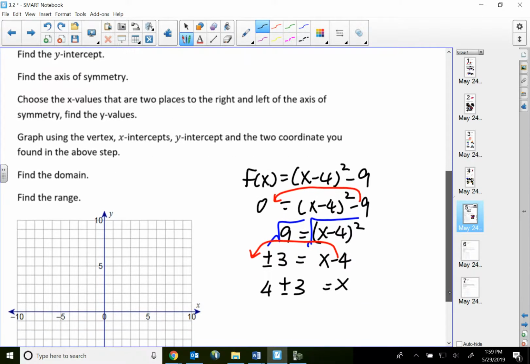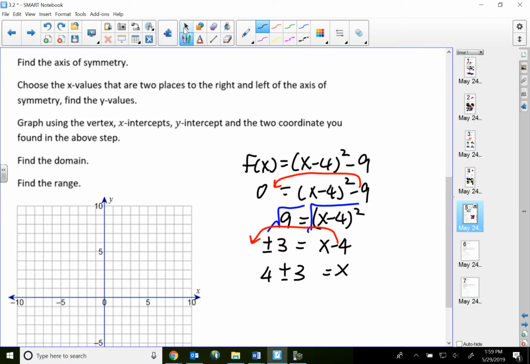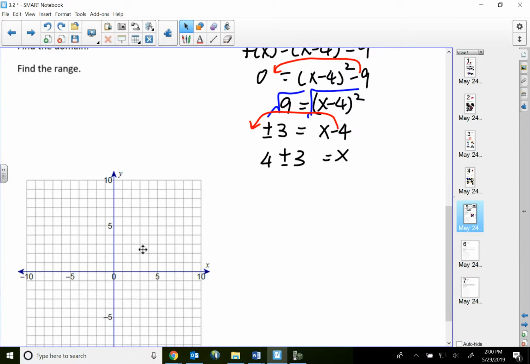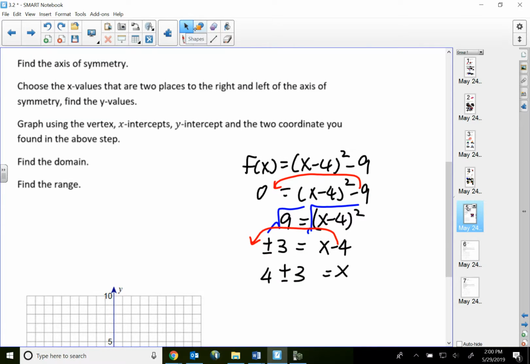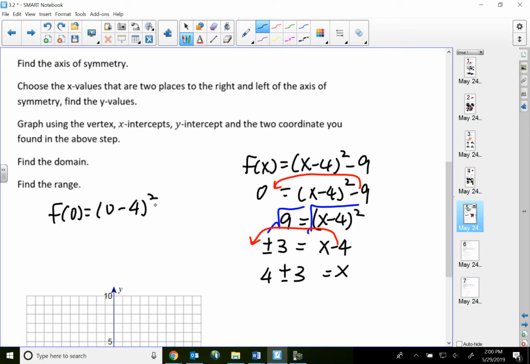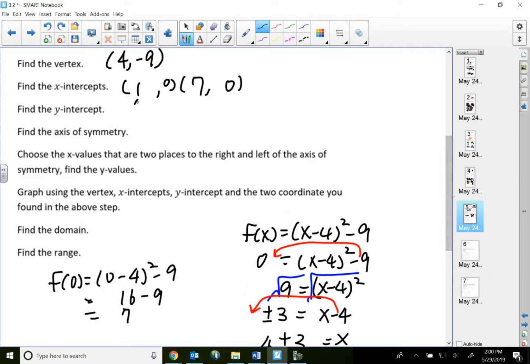All right, in order to find the y-intercept, that means find y. Let me put my graph down. The y-intercept means find y when x equals 0. So this is going to be (0 minus 4) squared minus 9, which is (-4) squared, which is positive 16, minus 9, which gives me 7. So my y-intercept is at (0, 7).